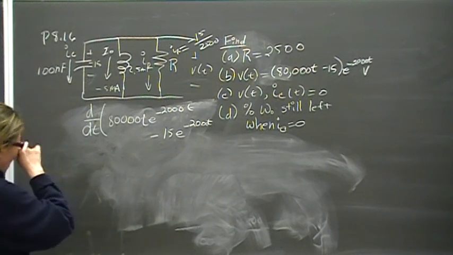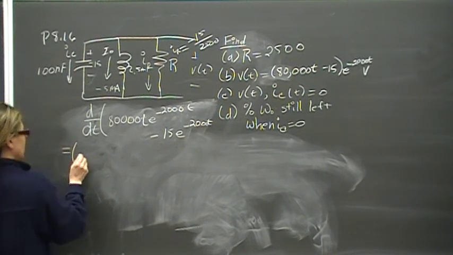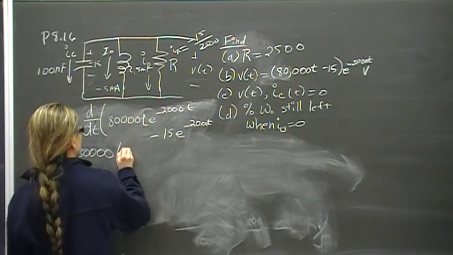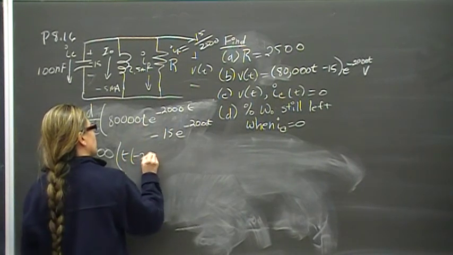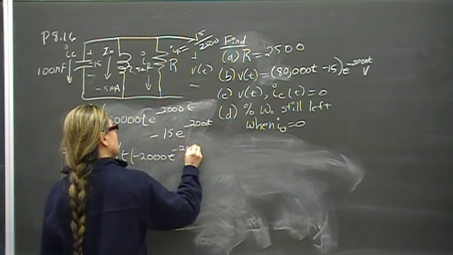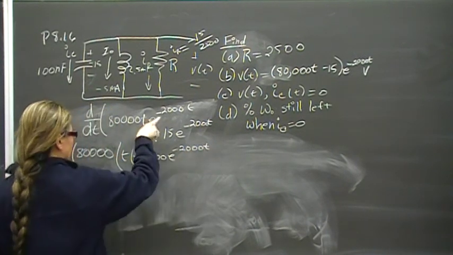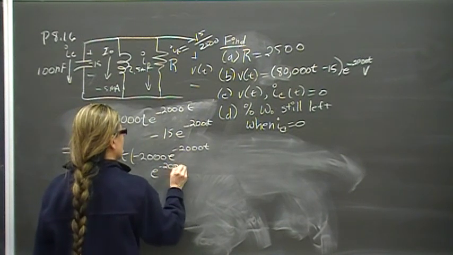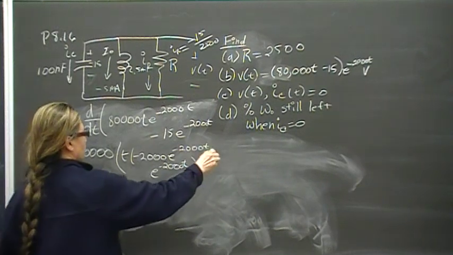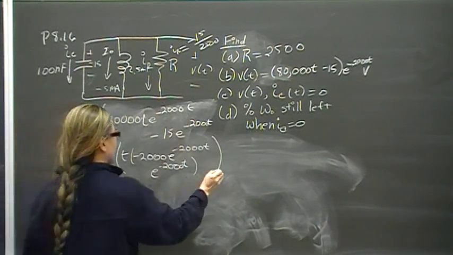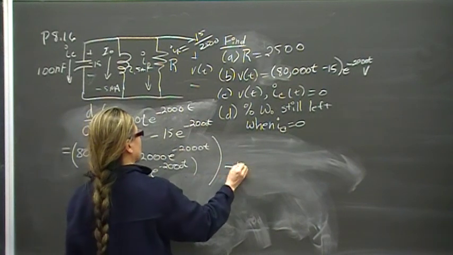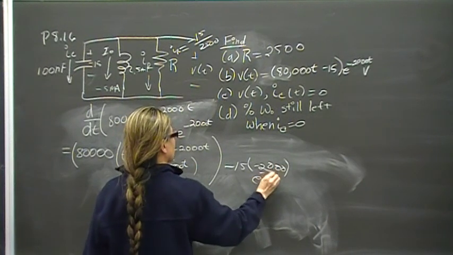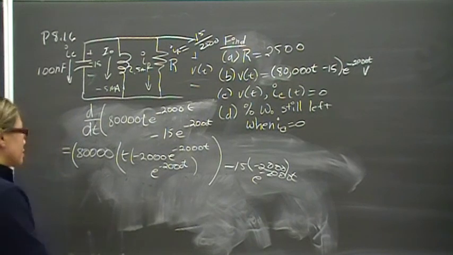So we have to use a product rule here. And that's going to equal, I'm going to factor out the 80,000, and I'm going to take the derivative of the inside. It's going to be 5 T times negative 2,000 e to the negative 2,000 T. Second part of this derivative is e to the negative 2,000 T times the derivative of T, which is just 1. That's this first term. The second term, the negative 15, is going to be minus 15 times negative 2,000 e to the negative 2,000 T. Okay, so that's the whole derivative.